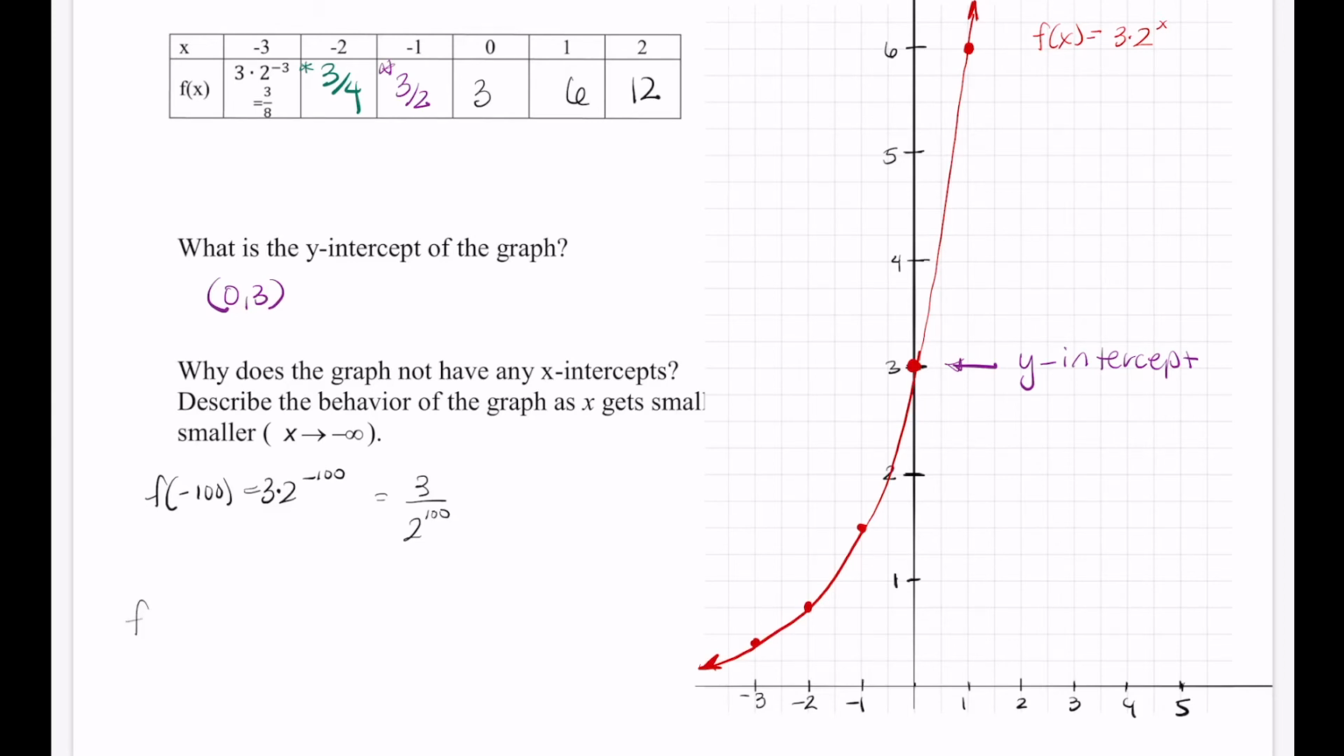Let's see, what about f of -1 million? Well, this is 3 times 2 to the -1 million, which is 3/2 to the 1 million power. So these values are getting closer and closer to 0, but never actually reaching 0. This tells me that as x approaches -infinity, f of x approaches 0.